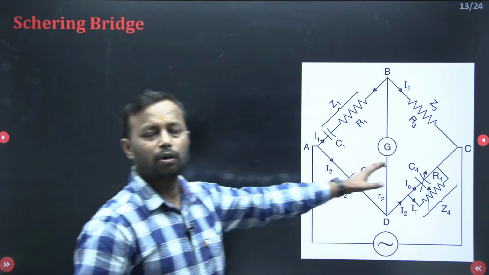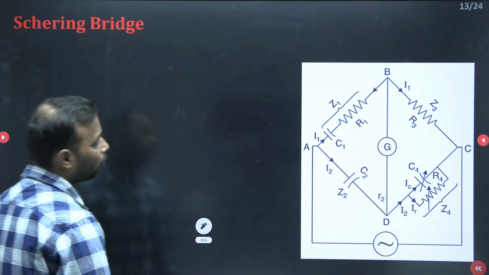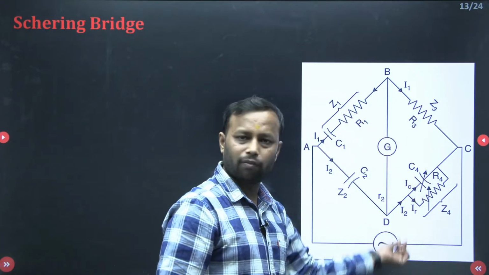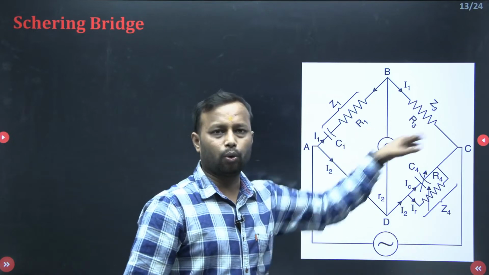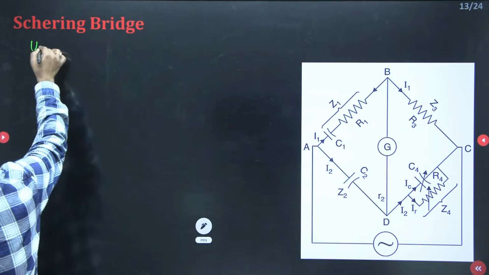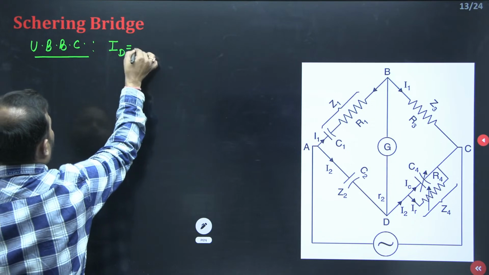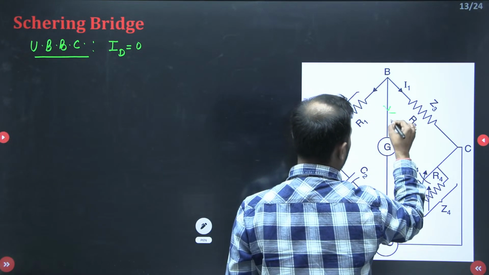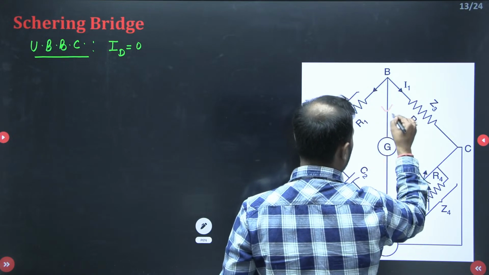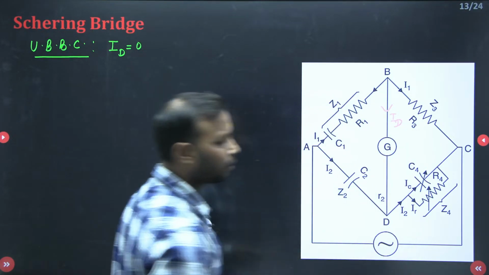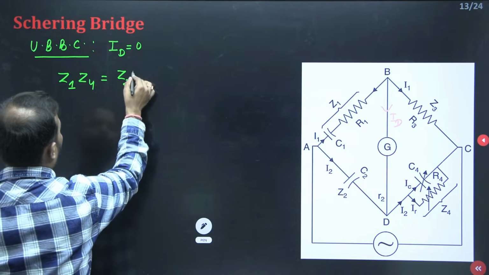This is the symmetric diagram of the bridge. The capacitance is measured by the Schering bridge. Now see how we are going to measure. Under the bridge balance condition, the detector current ID will be 0. Then the multiplication of these two impedances will be equal to that of the other two. So under balancing condition, Z1 into Z4 is equal to Z2 into Z3.